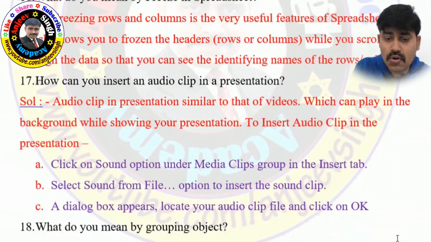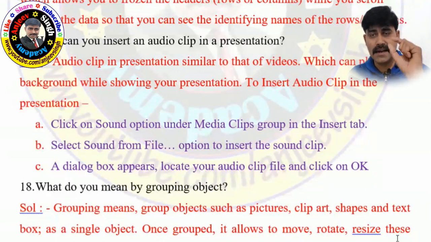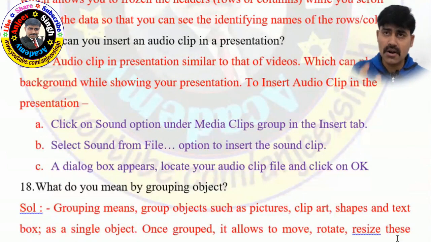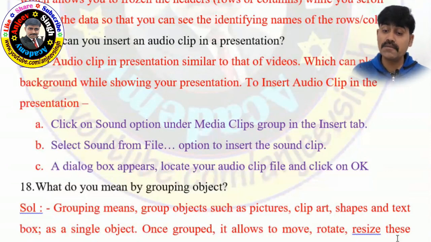Next question, what do you mean by grouping objects? Grouping means combining. Suppose I have a text field, I have some image also, I have drawn the line also, square also, rectangle also. There are several objects there, clip art also. I want to make a single object, and for that purpose we need grouping of objects. So grouping means grouping objects such as pictures, clip art, shapes, text box as a single object.